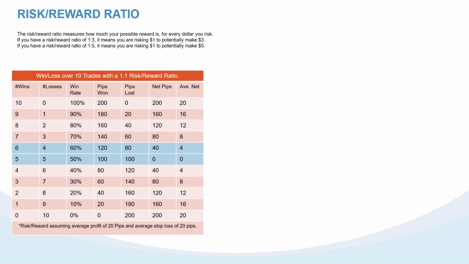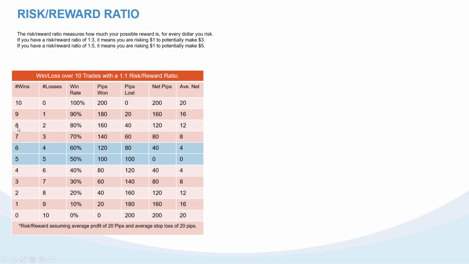So here I've got a table showing a win-loss over 10 trades with a risk reward ratio of 1:1. So if you win 10 trades and lose 0, it means you've got a 100% win rate, right? If you win 9 and you lose 1, 90% win rate. So this is self-explanatory up until if you win 0 and you lose 10, that's a 0%. So this table is based on a risk reward, assuming your average profit of 20 pips and an average stop loss of 20 pips.